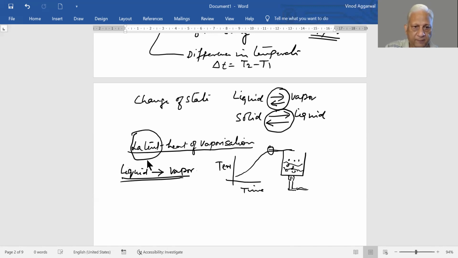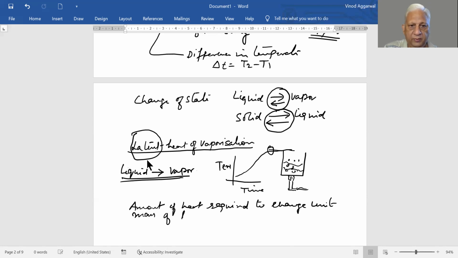This is also defined as the amount of heat required to change unit mass of liquid to vapor form at the same temperature. We are not expecting any change in temperature here. The whole thing happens at a constant temperature. In case of vaporization, this happens at boiling point.